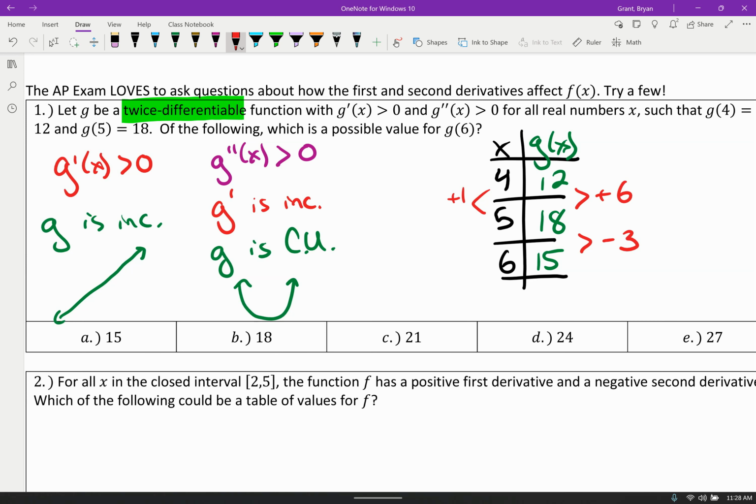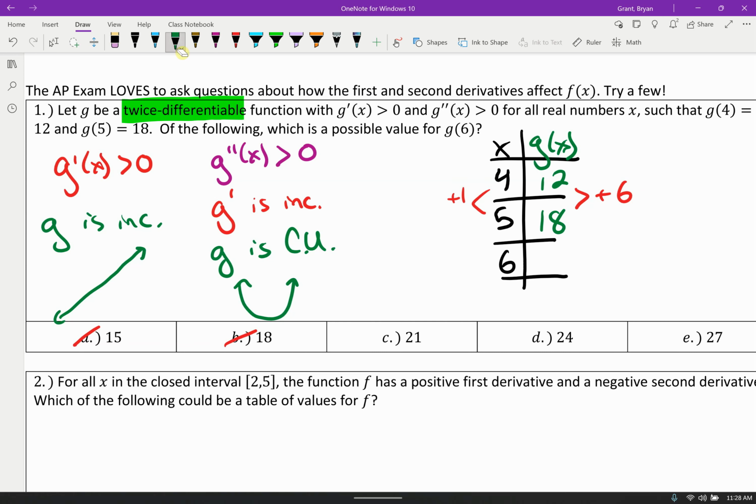I think we immediately know that's wrong because they told us that g prime is greater than 0, which means g is increasing, which means to get to the next x value, we need to have increased, or my slope needs to have been positive. This was not positive, so therefore we couldn't have done 15. Similar vein, 18 means we would have gone up by 0. But we said this is greater than 0. The slope can never be 0. So 18 is also out.